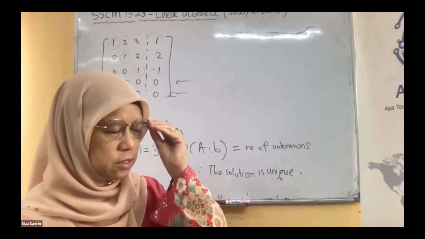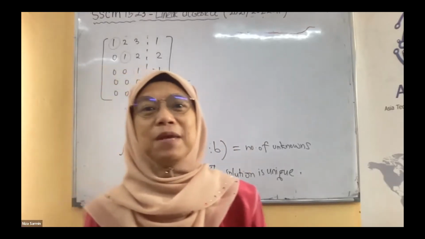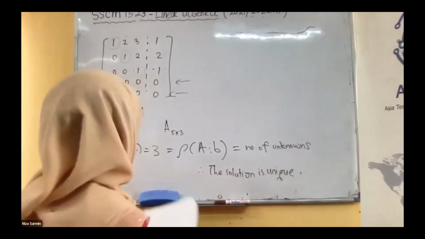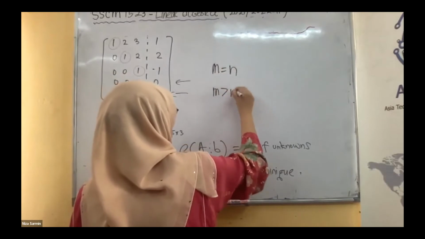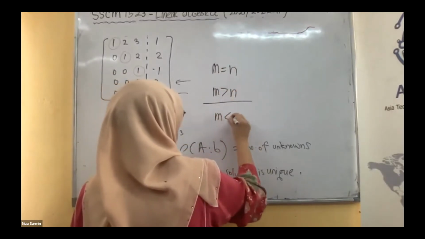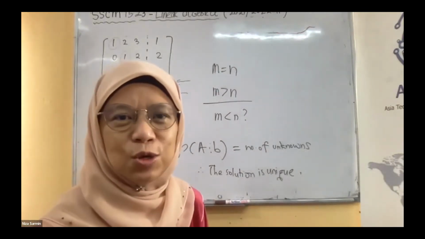Okay, now let's try. So this is all unique. If m is less than n, so I have given you m is n, m is bigger than n. If m is less than n, you can never get a unique solution.